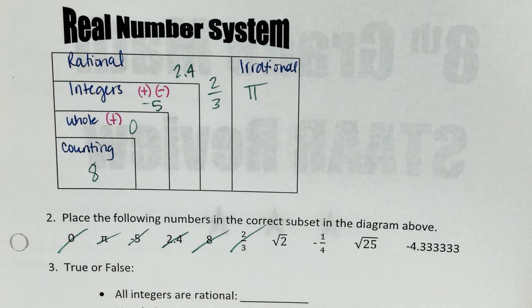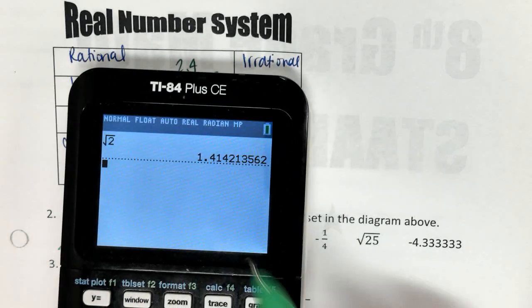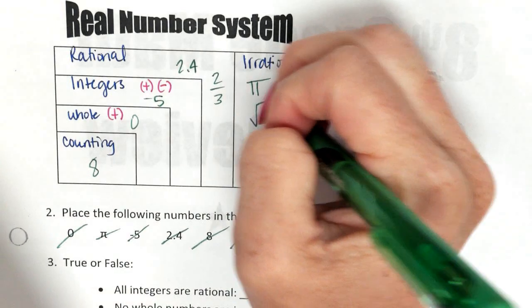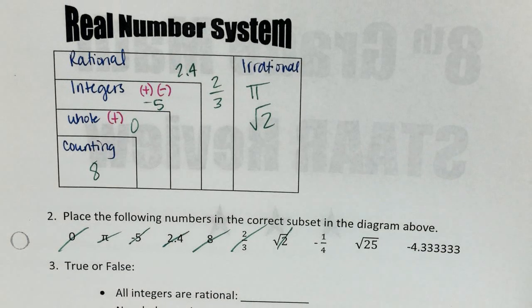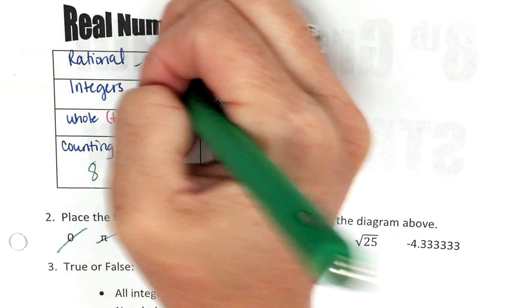The square root of 2. Most likely irrational, but we need to check it to make sure it's not perfect, which it's not. So if I put in the square root of 2, that is not a perfect number. All square roots are irrational unless they're perfect, and it's not. Negative 1/4. Rational. Why is it not an integer? It has a negative sign. Because it's a fraction, and integers are whole numbers, like counting numbers, positive and negative counting. So negative 1/4 is just rational.